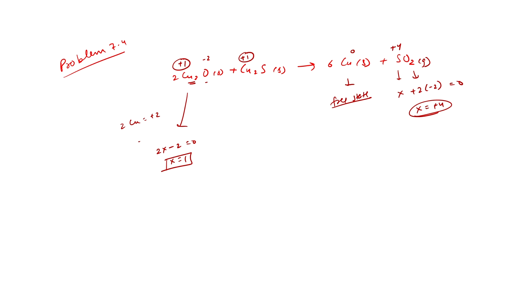Now, we will discuss which element or which molecule is getting oxidized, which is getting reduced, and whether it is a redox reaction or not. How will we know whether it is a redox reaction or not? If both reduction and oxidation are taking place. Now, if you see, copper is going from +1 to 0.